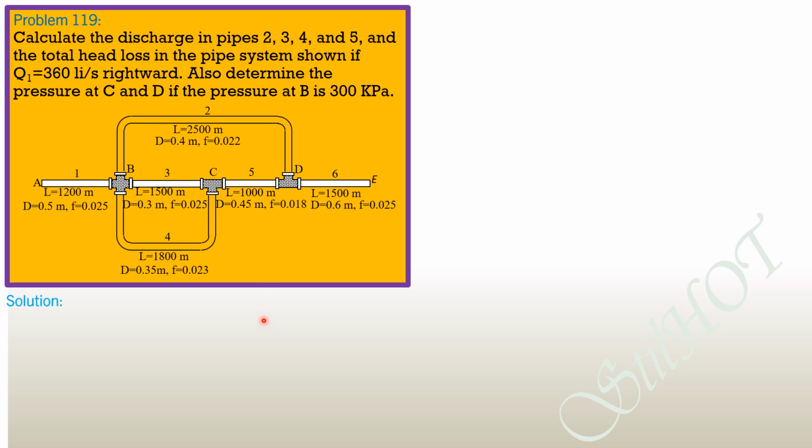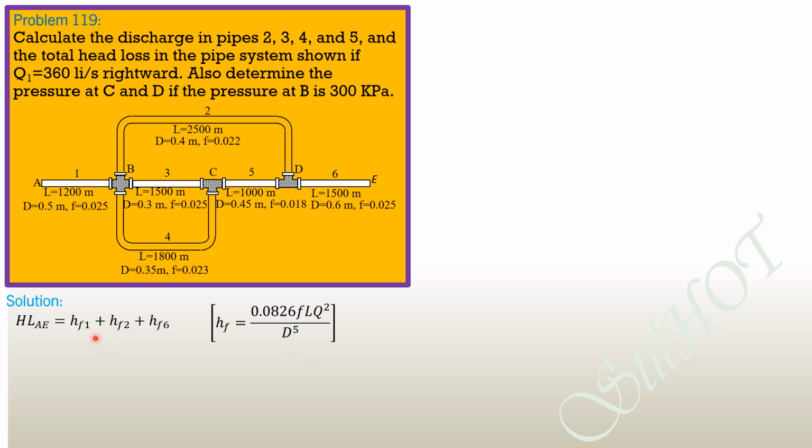So for the solution, we have Q1 equals 360 liters per second, and it is also equal to Q6 by principle. Therefore, we can compute HF1 and HF6. The total head loss in the system is HF1 plus HF2 plus HF6. We cannot solve HF2 yet, but we can compute HF1 and HF6. Then the formula for head loss by the Darcy-Weisbach formula, because the friction factors are given in each pipe, is 0.0826 FLQ squared over diameter to the fifth.